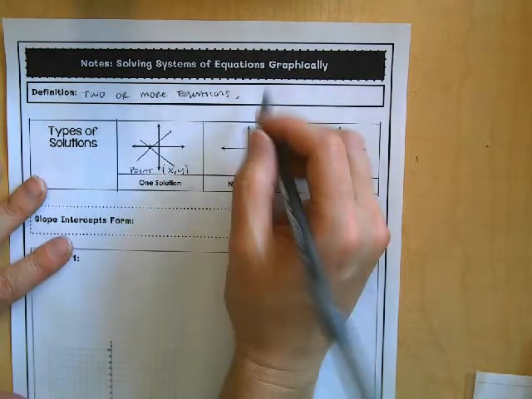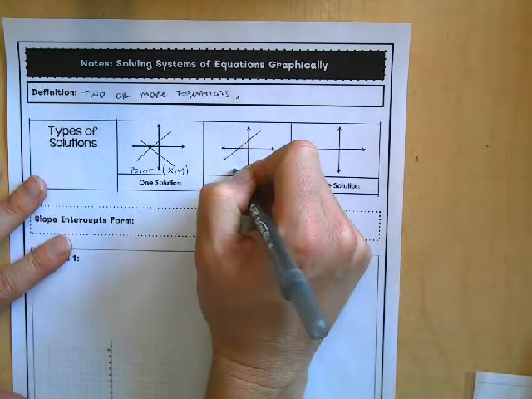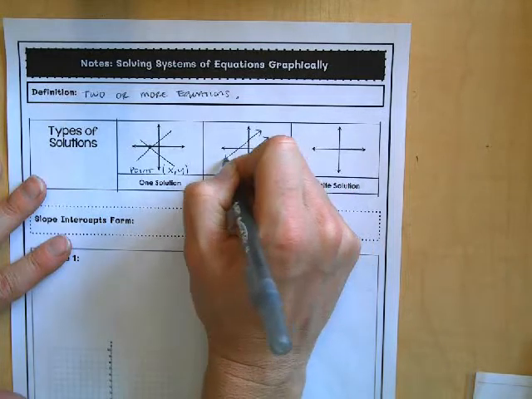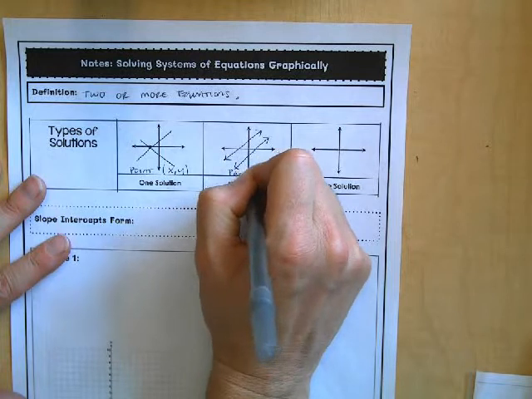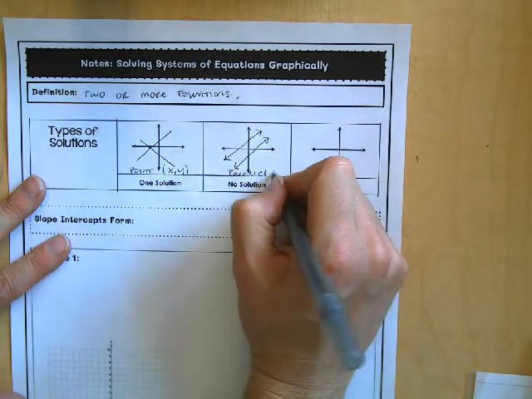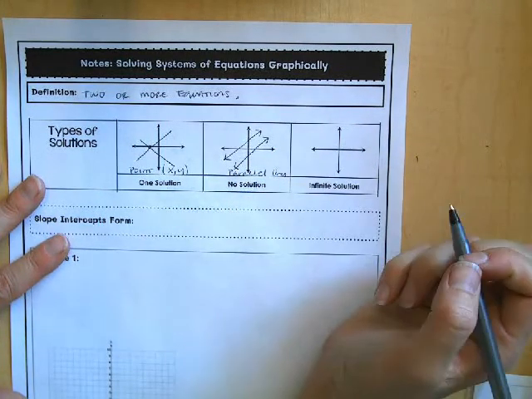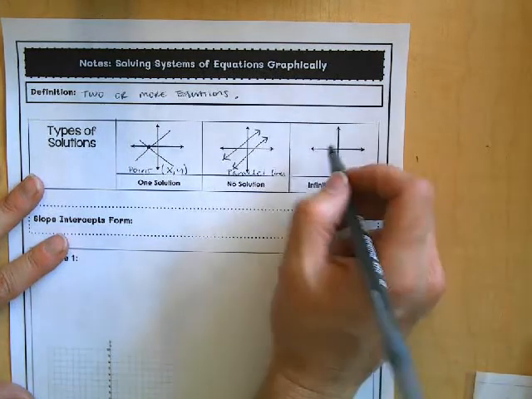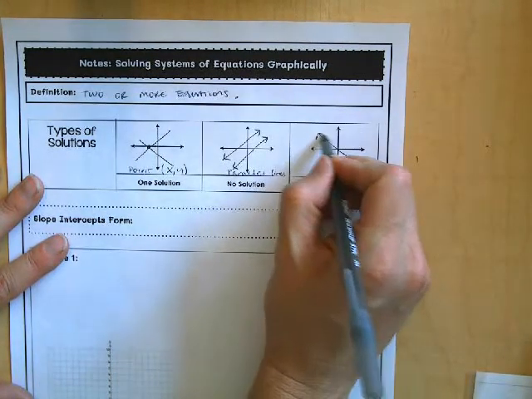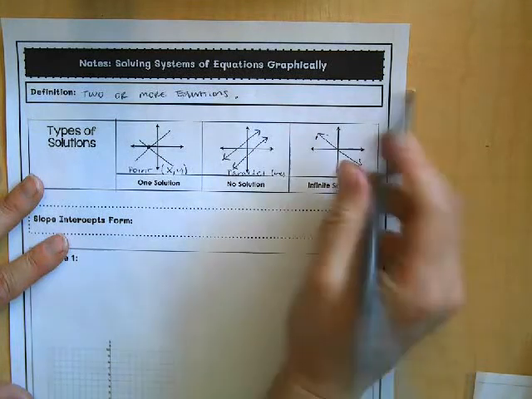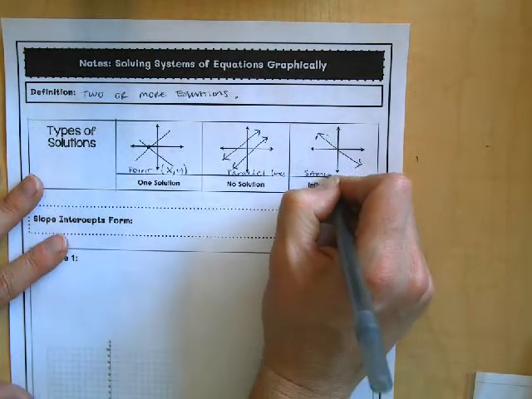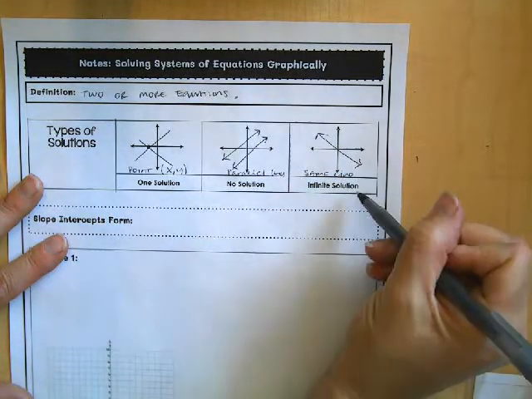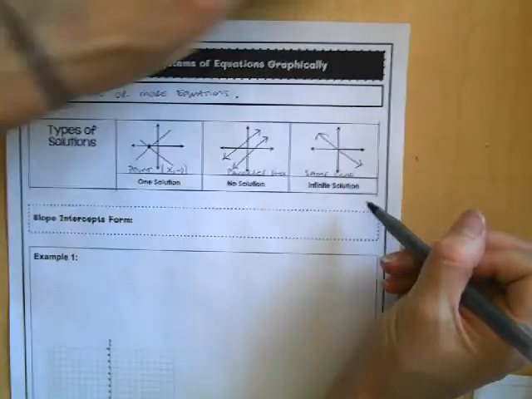The other one is no solution. No solutions means that you're going to have parallel lines, which means that they're never going to touch. So we will have parallel lines, and that's how you know that there will be no solutions. The next one is going to be the same line. So infinite solutions: if it's the same line, then all of these points are going to be solutions. So same line, you'll have infinite solutions.